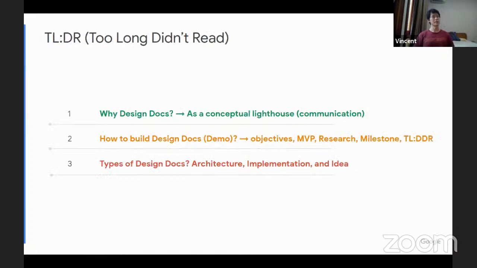In case you want to find out the TLDR, if you just want to skim this presentation in 5 minutes, it's really up to you. The TLDR, too long didn't read, is that design docs are a conceptual lighthouse. To build design docs, I'm going to introduce these structures: objective, MVP, research, milestone, and TLDR. And for types of design docs, I'm going to talk about the space of design docs according to my own experience: architecture, implementation, and idea spaces.